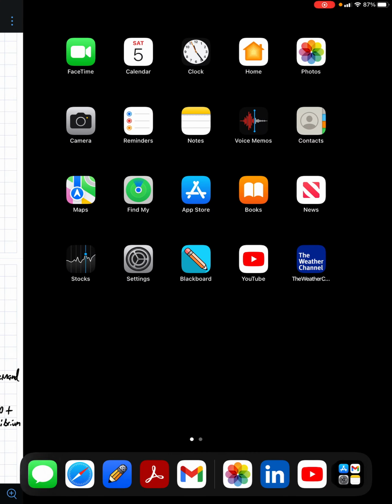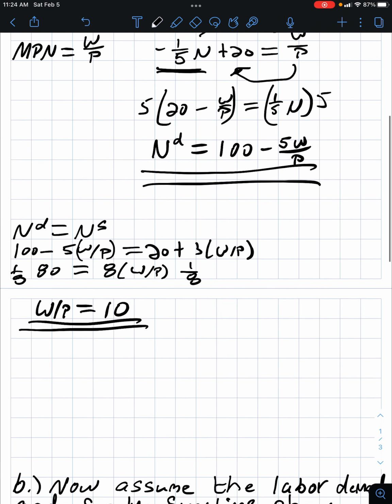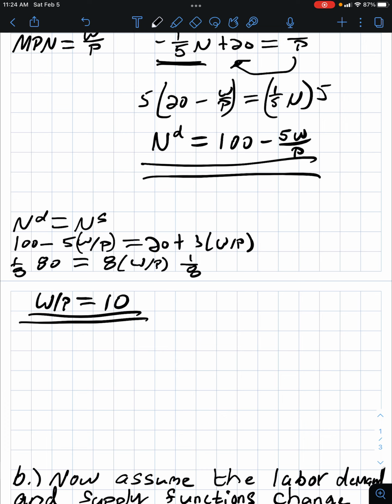Oh, w over p. So, no. So our real wage in this case is going to be equal to 10. And to find our n, we can plug it in for either supply or demand for a real wage of 10. So let's just do demand. And you will see if you plugged it into either demand or supply, you will get the same n value. So let's do 100 minus 5 times 10, which is going to be equal to 50. This is going to be equal to n.